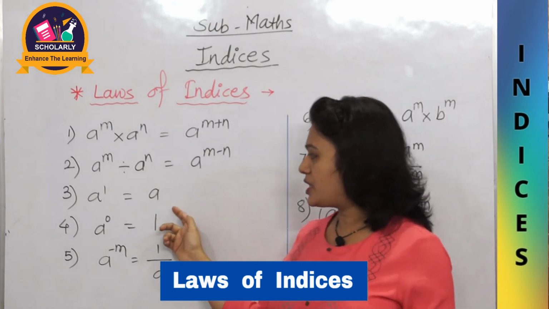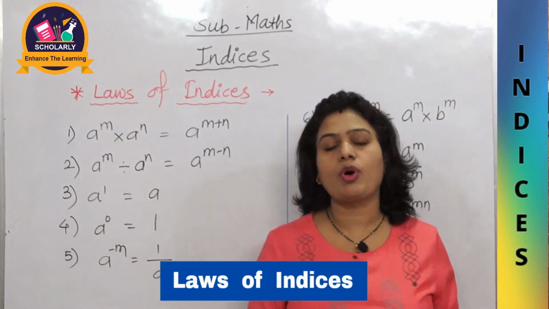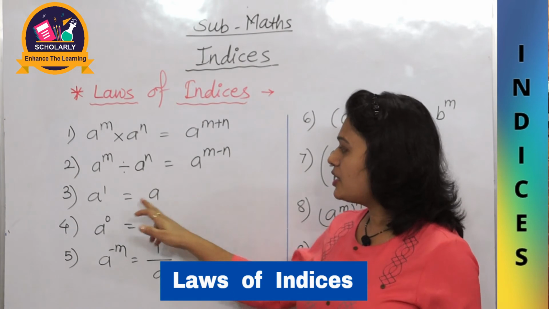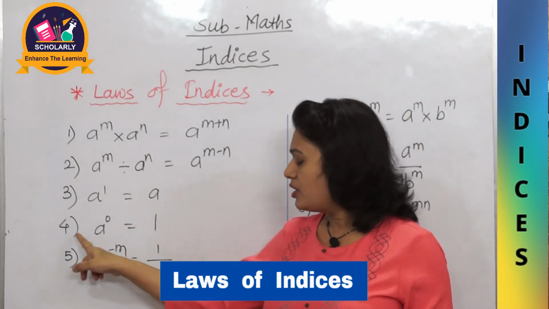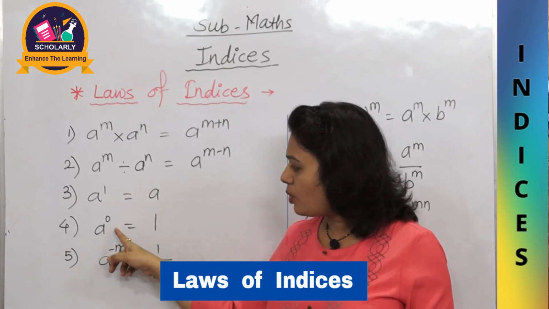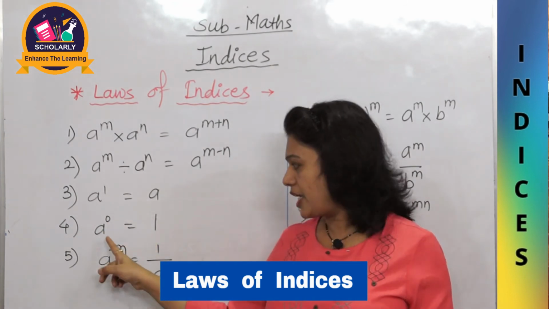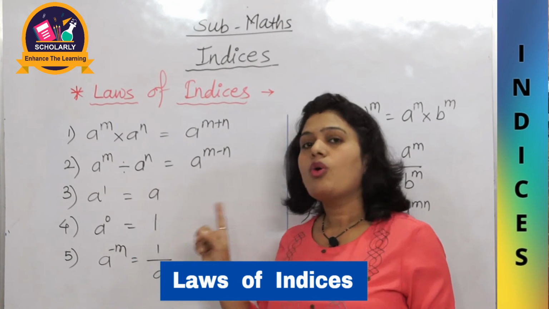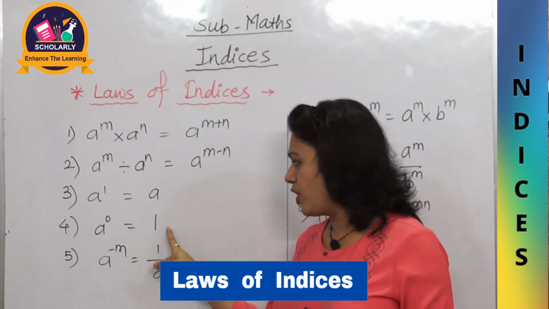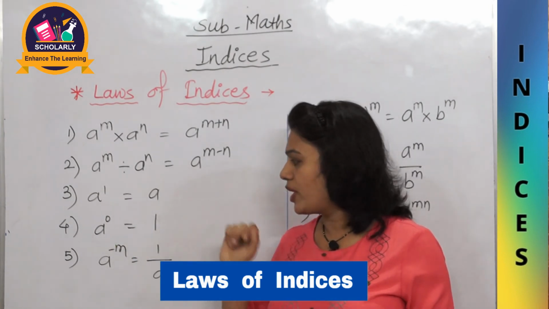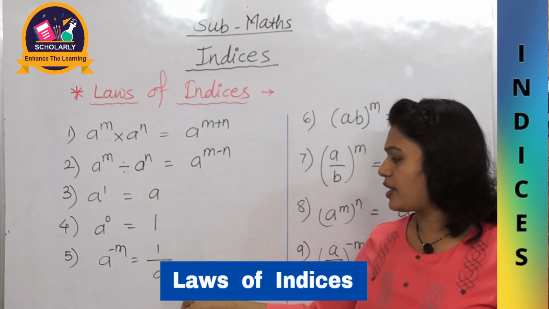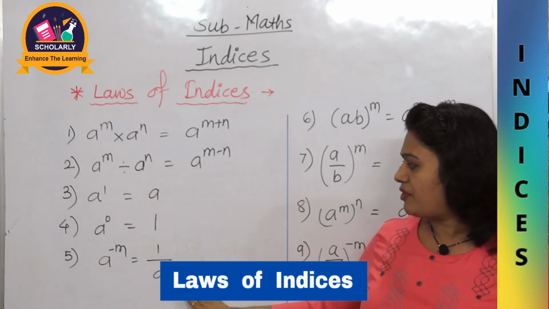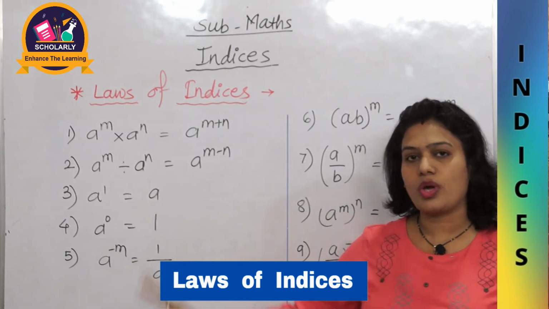The third law says that a raised to 1, that is the first power of any number, is the number itself. A raised to 1 equals to a. The fourth law says the zero power of any number, that is a raised to 0, is 1. Nothing but 1. A raised to 0 equals to 1. Fifth law was a raised to minus m equals to 1 by a raised to m. That is the multiplicative inverse of a raised to m.